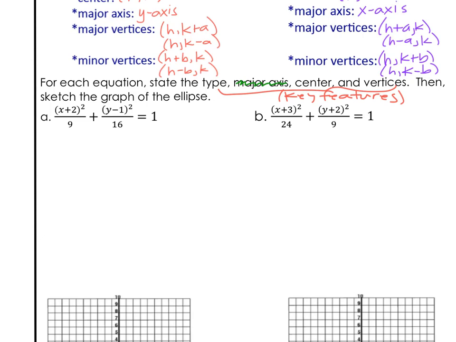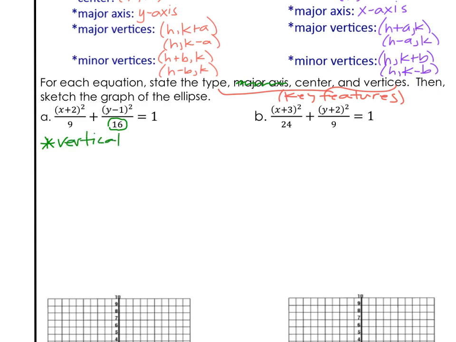In that first example, part A, x plus 2 squared over 9 plus y minus 1 squared over 16 equals 1. We know this isn't a circle because we have fractions and the denominators are different. Technically, our A and B capital letters would not be the same. Based on that, look at the bigger denominator. It's 16, and that's underneath the y variable. That's going to make this ellipse vertical.